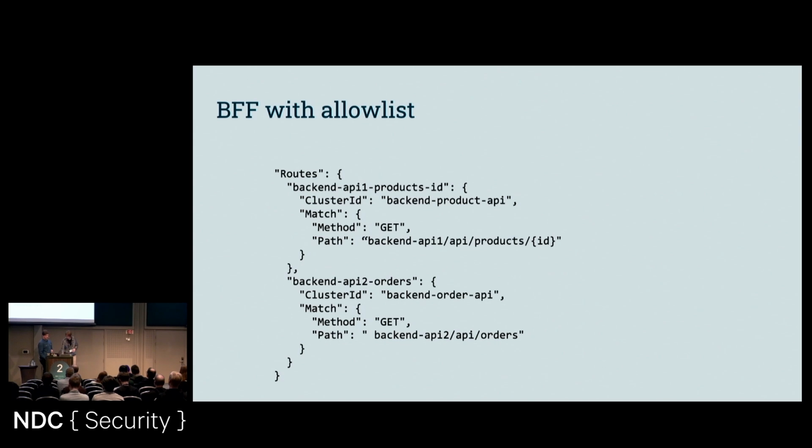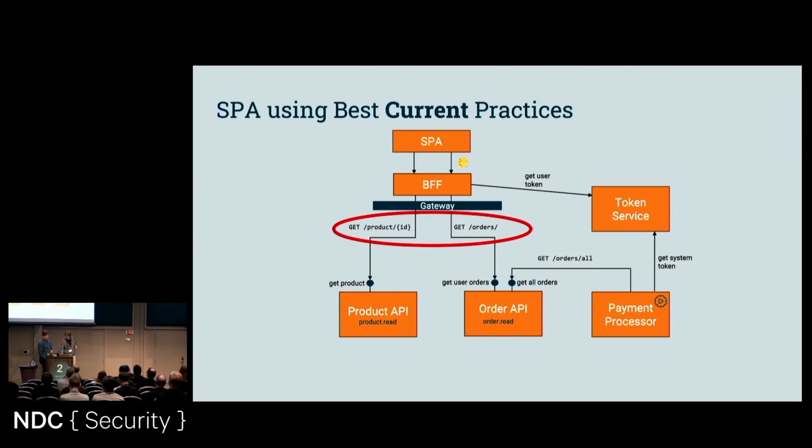So with this change, we get the overview like this. Yeah. So now only the exact methods and paths that we expect are able to route through the backend for frontend and through the gateway. The get all orders endpoint is actually no longer accessible from the internet. So with this change in the routing configuration, we have successfully mitigated the vulnerability.